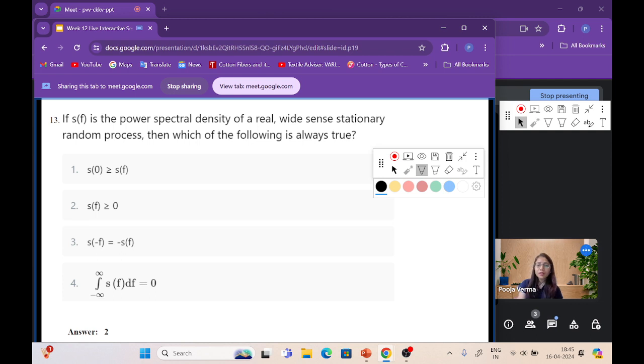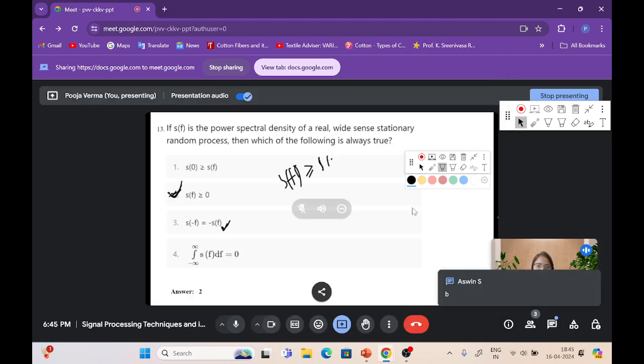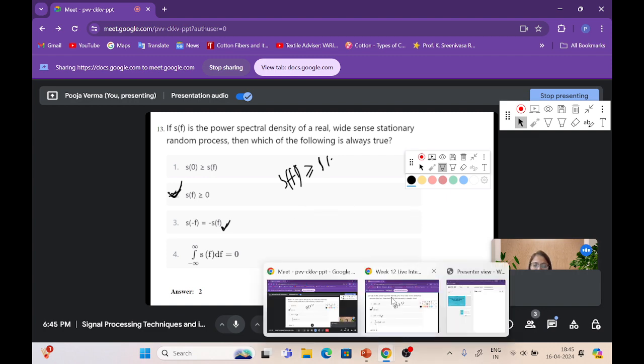So in the properties part, we have seen that S of f must be less than or equal to S of 0. So this one is wrong, and this one is also in the properties: it is an even and non-negative function. So it is a property of an odd function. So option B is the only correct answer in this. Yeah, option B is the correct answer for this question.